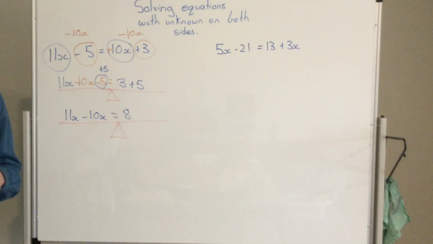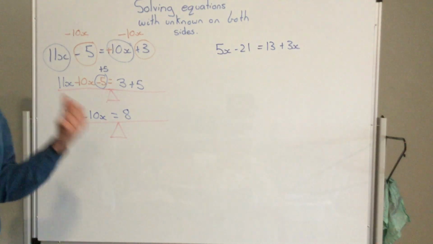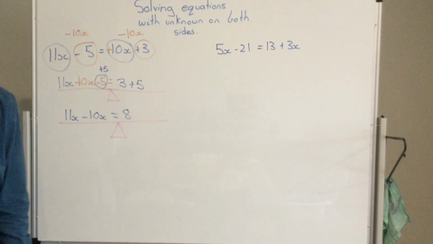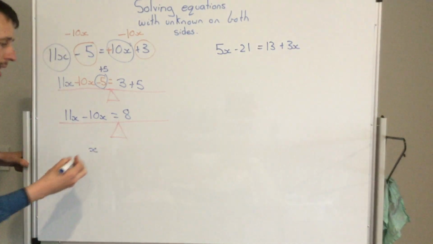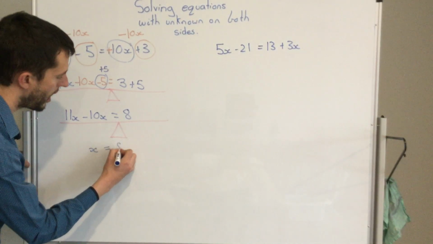Then I can finally solve it. If I've got 11 apples and I'm taking 10 apples away, I'm left with 1 apple. So just x equals 8.